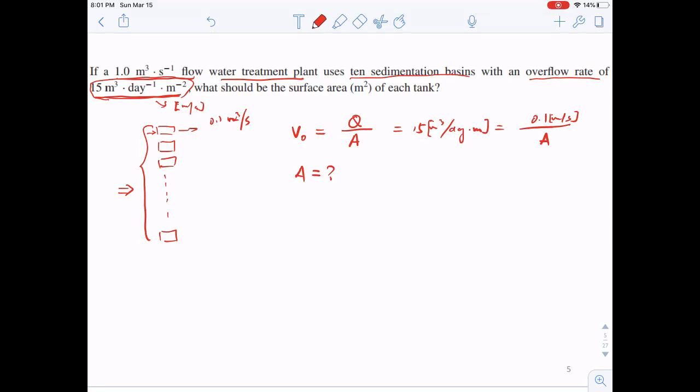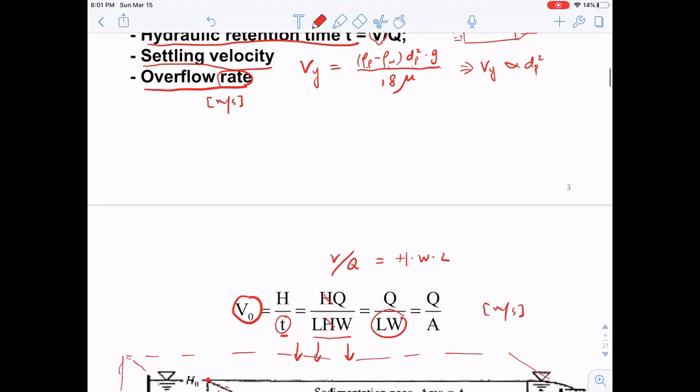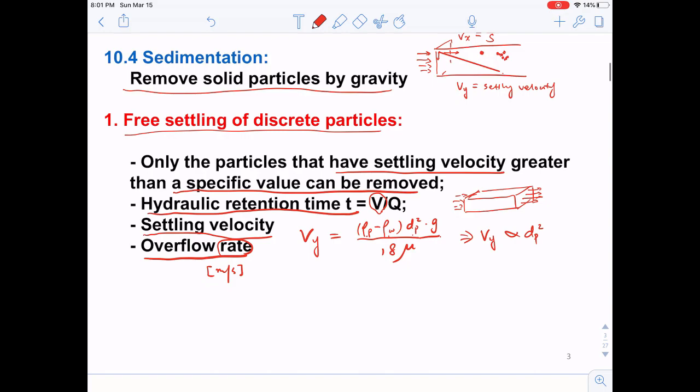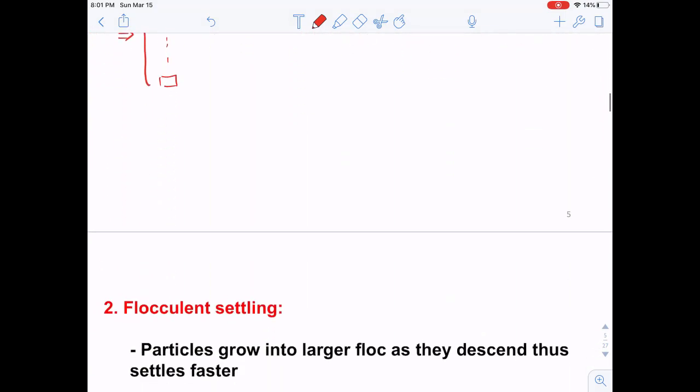Okay, so you may wonder, since we have this overflow rate, how does it relate to the particle size? We can directly plug this overflow rate into the settling velocity. This tells us that if we can solve for a particle size from this equation, then the particles with a larger size will get collected, while the particles with a smaller size can just escape from the sedimentation basin.